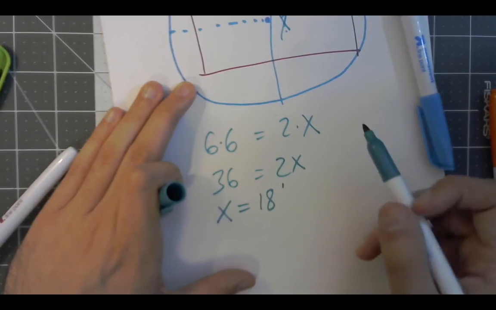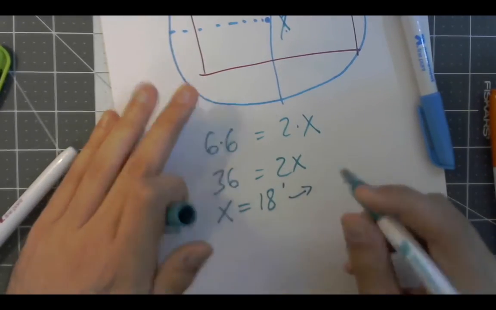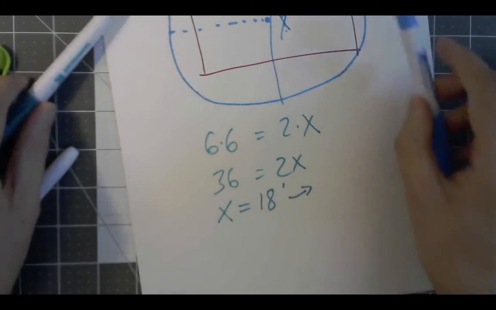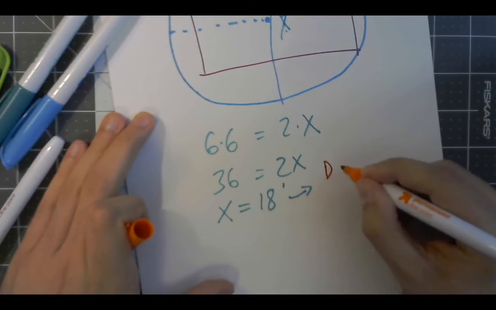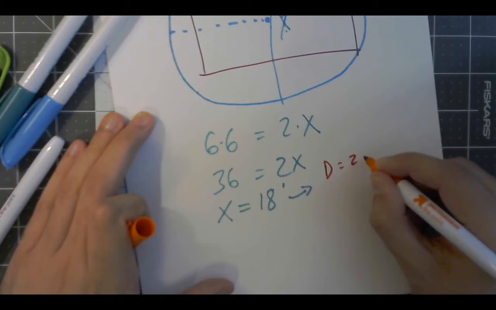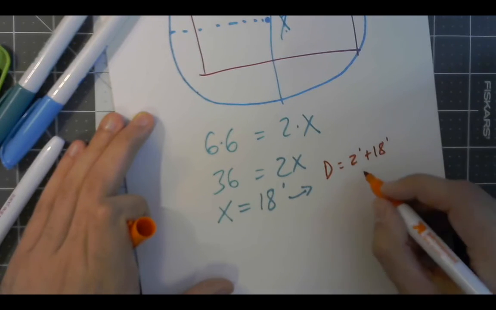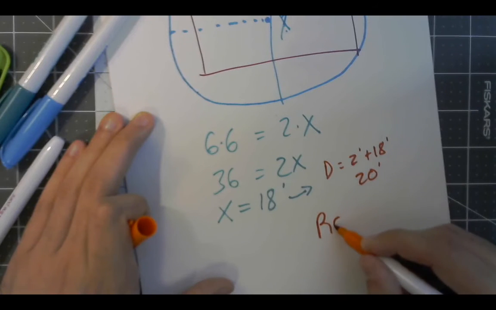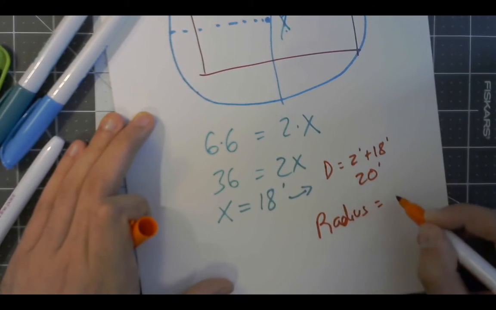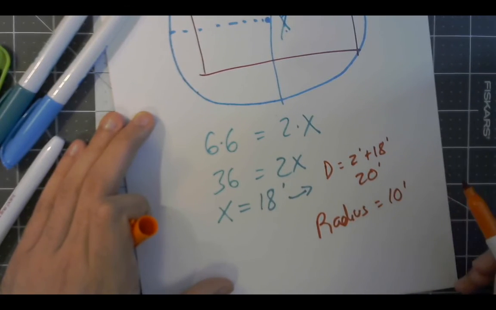18 feet. Which means, let's change colors because we're kind of changing what we're talking about. If x is 18 feet, the diameter is 2 feet plus 18 feet. So that's 20 feet. So our radius is going to be 10 feet.